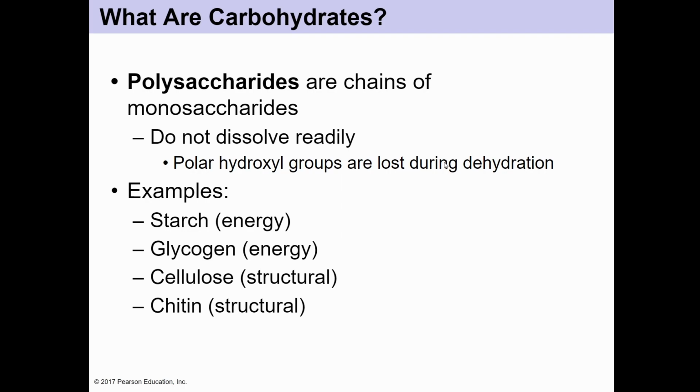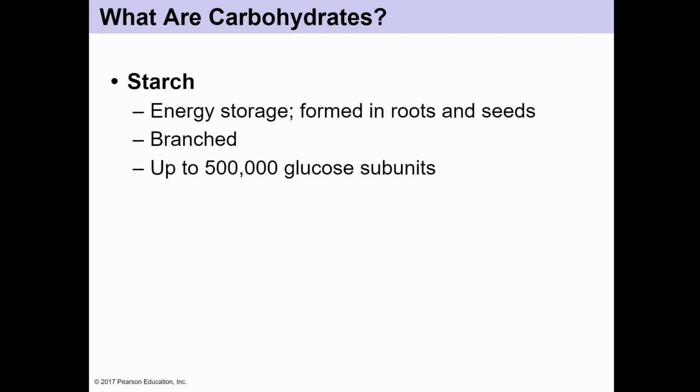And polysaccharides are kind of the next in the chain of building or putting monosaccharides together. This is many sugars or many monomers put together to create large, complex carbohydrates, like starch and glycogen for energy and cellulose and chitin for structural support. Starch is what you find in plants for energy storage. For example, a potato contains starch. It's highly branched and contains many glucose monosaccharides.